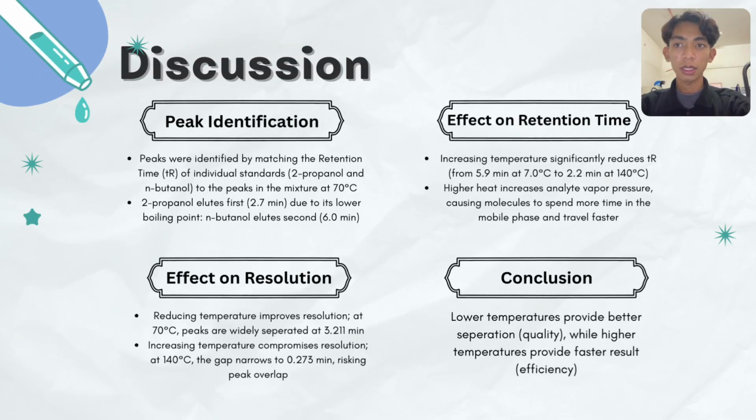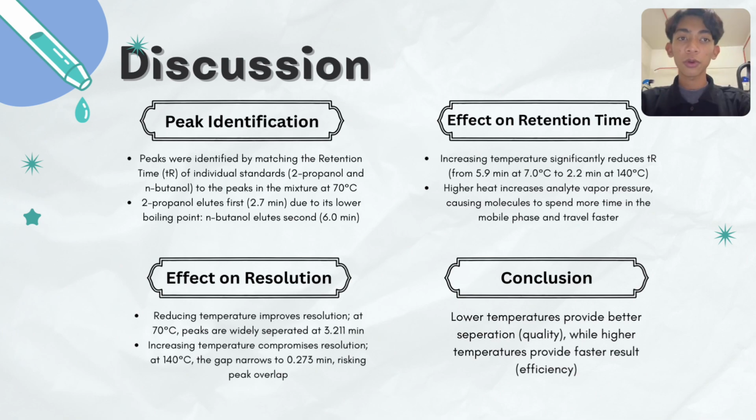For the discussion, in peak identification, peaks were identified by matching the retention time of individual standards, which are 2-propanol and N-butanol, to the peaks in the mixture at 70 degrees Celsius. 2-propanol elutes first, at 2.7 minutes, due to its lower boiling point, while N-butanol elutes second at 6.0 minutes.